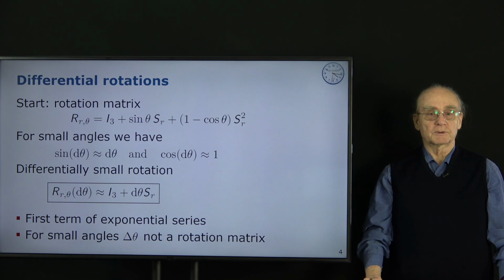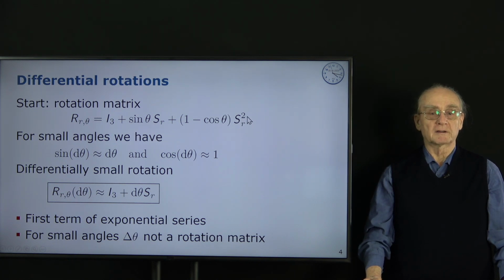So let's start with a rotation matrix. As we discussed last time, we have it with rotation axis and angle. So we have the unit matrix, the sine of the angle multiplied with a skew-symmetric matrix of the rotation vector, the normalized vector, plus some factor multiplied with the skew-symmetric matrix squared.